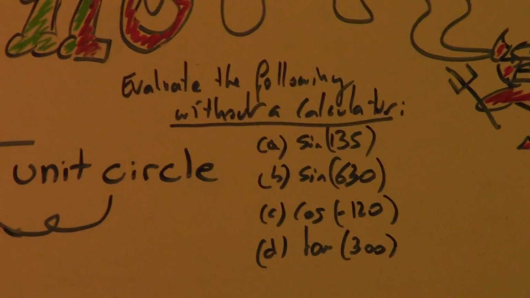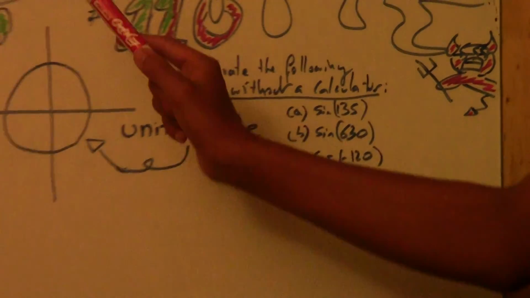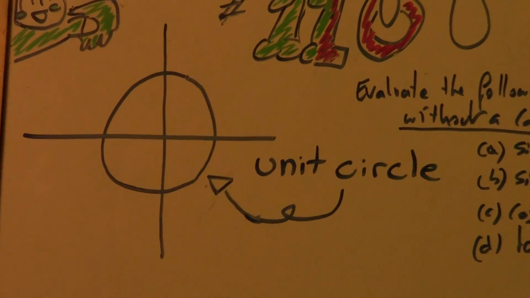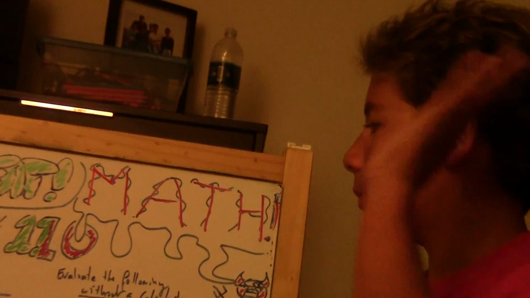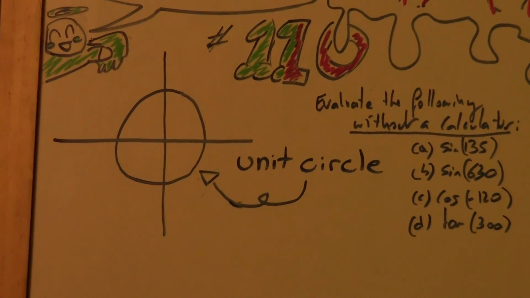So what exactly is this? This is a unit circle. At first you have no clue what it is. All it looks like is the little aiming target thing that you use when you play video games and shoot at things. That's all you look at and all you think it is. But it's much more than that.